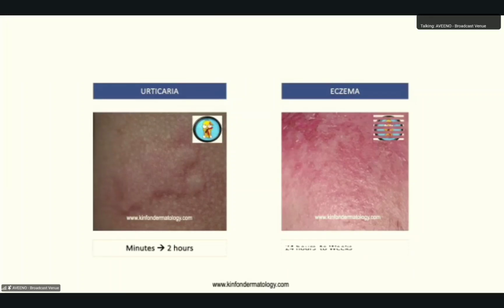And so this is another important differentiation between urticaria and eczema: in urticaria, the individual lesion will resolve within 24 hours without leaving any stain over the affected area.